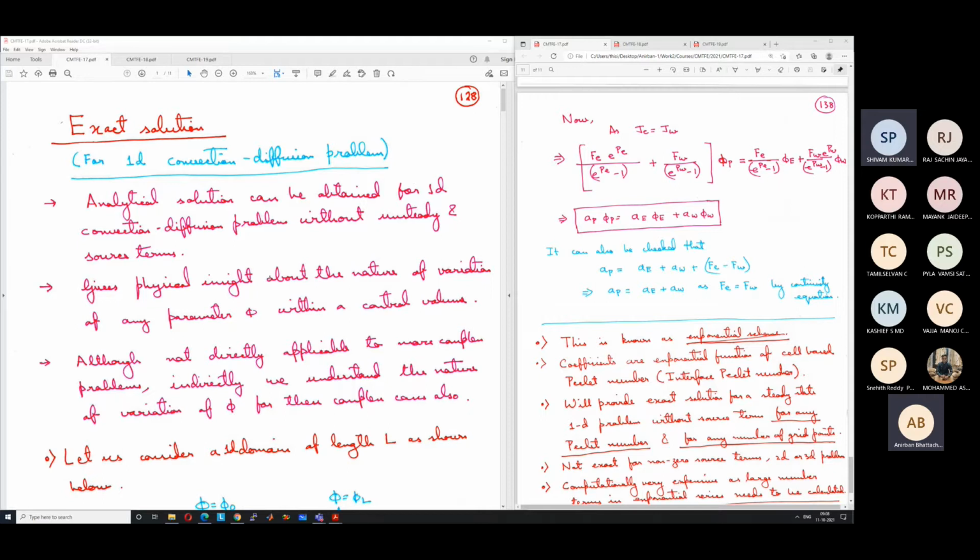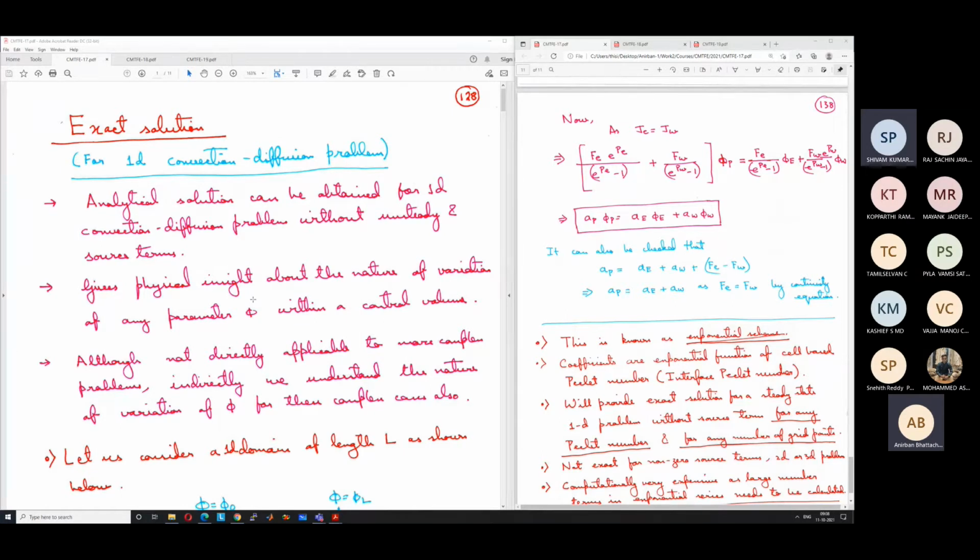If the source term is not linear, we can linearize it, and it will be SC plus SPTP, a constant plus some linear term, and it can be treated as previously. The unsteady term we know how to tackle now. We can have an implicit or explicit formulation, and accordingly we can solve the problem.